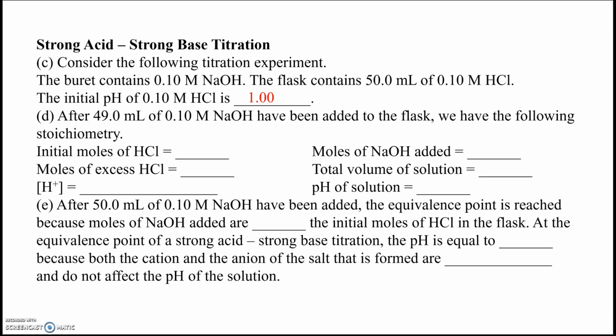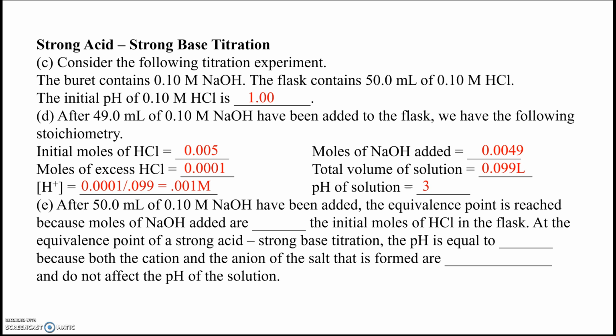Now, after we've added 49 milliliters of this 0.1 molar sodium hydroxide, we have the following stoichiometry. Our initial moles of HCl, which is simply the volume times the molarity, will be 0.005. And at this point, after 49 milliliters, I have excess hydrochloric acid of 0.0001 moles. Now, how much sodium hydroxide have I added? I've added 49 milliliters, which would be 0.0049 moles. And the total volume of solution is now the 50 milliliters of acid plus the 49 milliliters of base, or 0.099 liters. And this is going to give me a concentration of 0.0001 moles divided by 0.099 liters, or approximately 0.001 molar, which gives me a pH of 3.